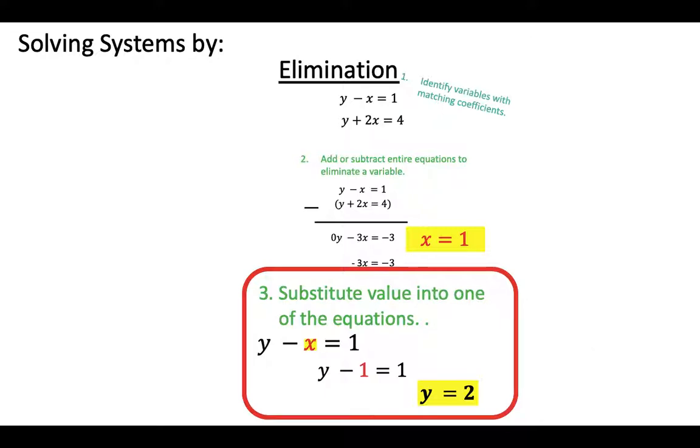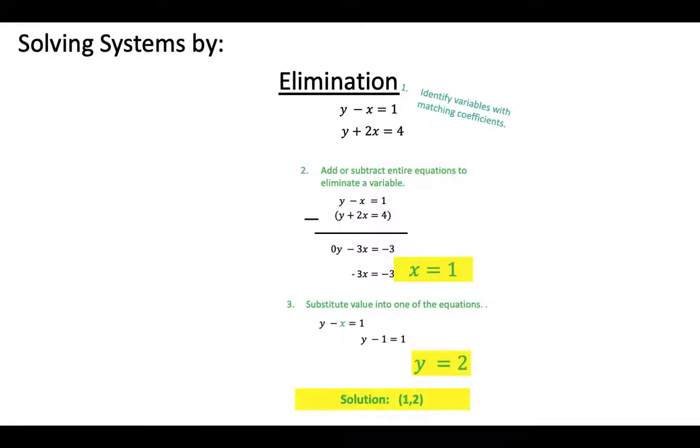So now I have the two solutions, x equals 1, y equals 2, and I will give my answer in an ordered pair. So my solution will be given as 1, 2, the ordered pair 1, 2. So there's that one.